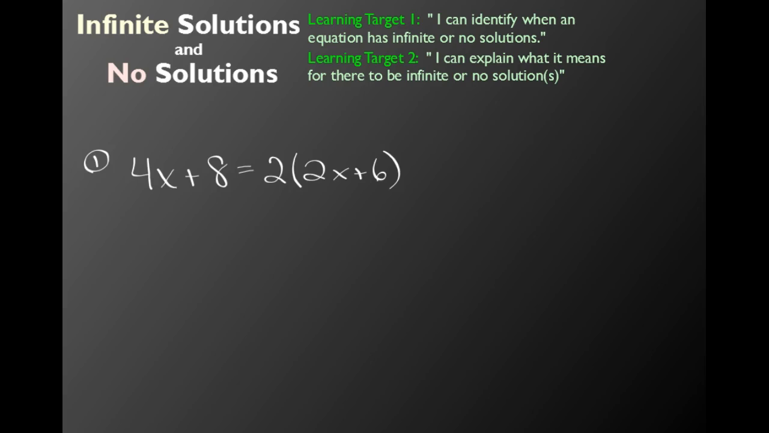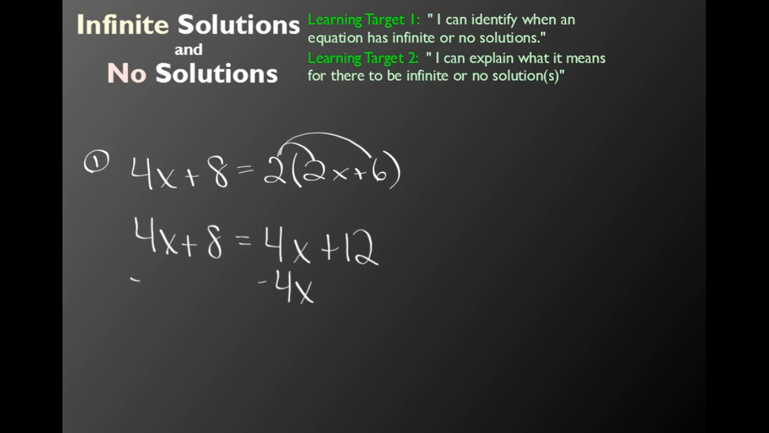Okay, welcome back. First thing we're going to do is distribute. That's what I would do if I were you. 4x plus 8 equals 4x plus 12. Alright, so we usually get rid of the variable term first. So I say 4x, take away 4x from both sides. And, oh, okay, so this is weird because that went away like I wanted it to, but so doesn't this. And the only thing I'm left with is 8 equals 12. And that is not true.